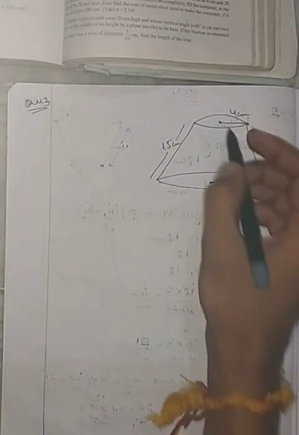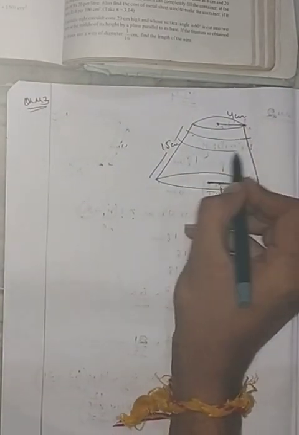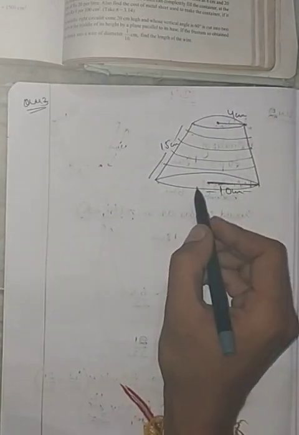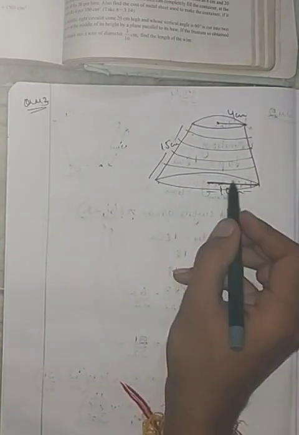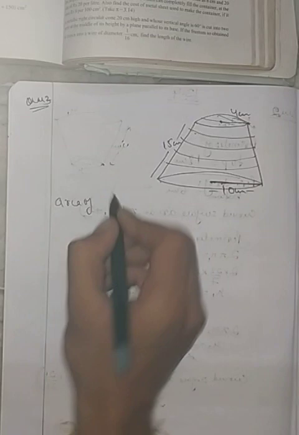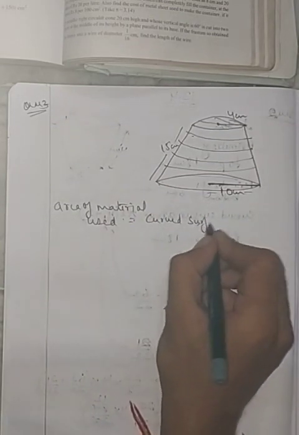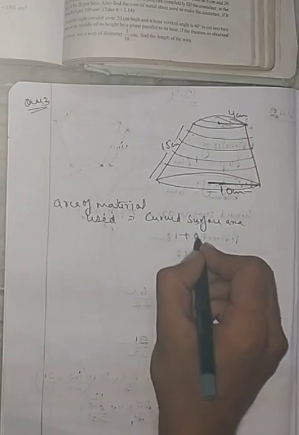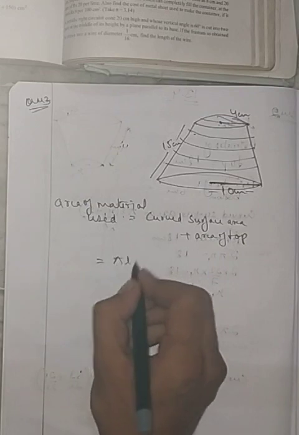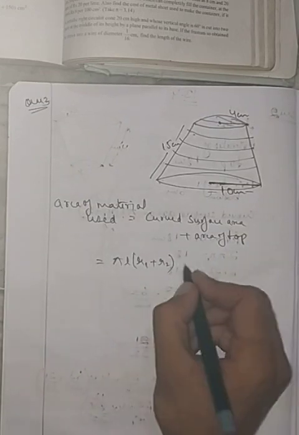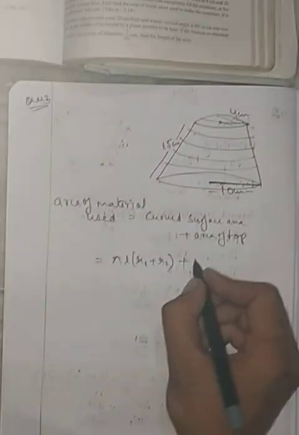Where will be the area? Material used. It will be on the curved surface area. Is it going to be used here? No, this will be open. It will be used here on the top. So area of material used will be equal to curved surface area plus area of top. What is curved surface area? Pi L (R1 plus R2). Area of the top surface is circular, so pi R square.